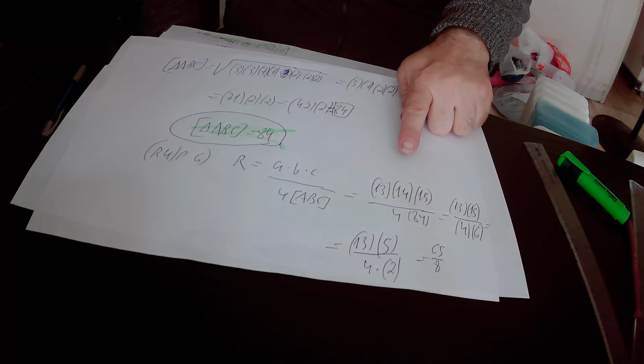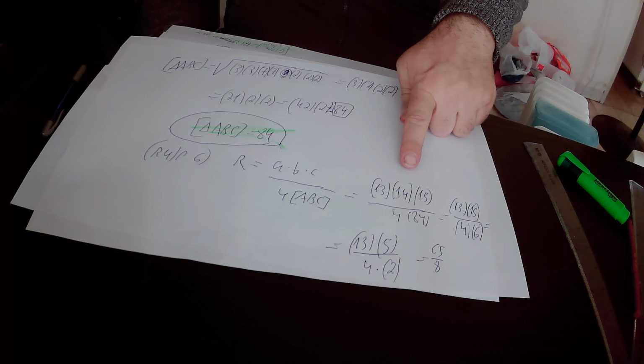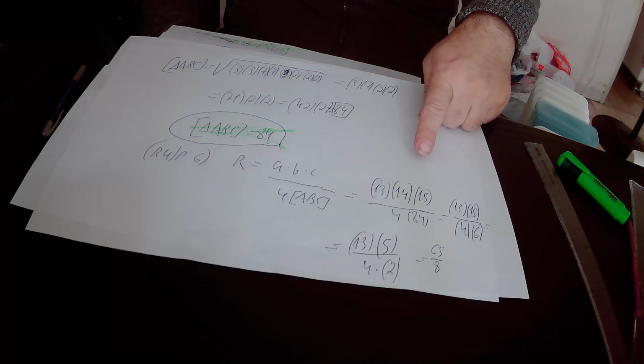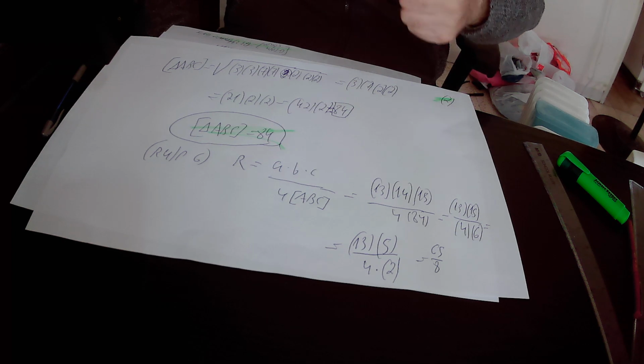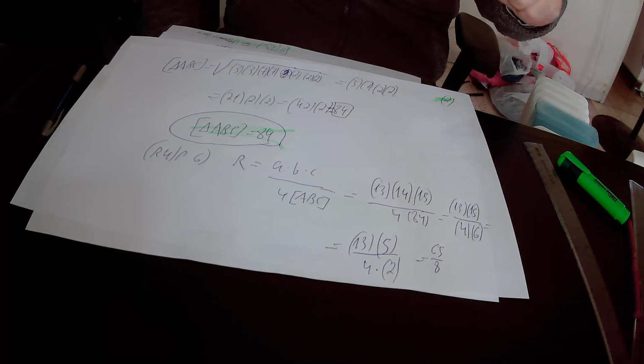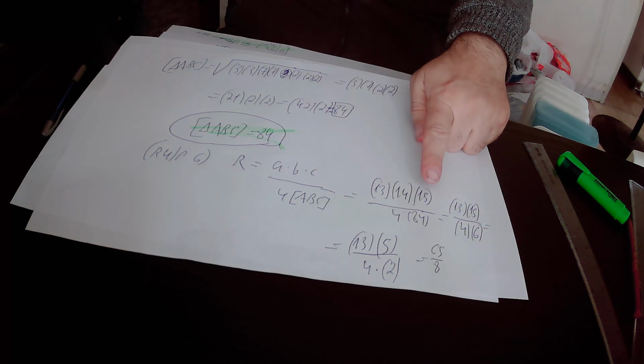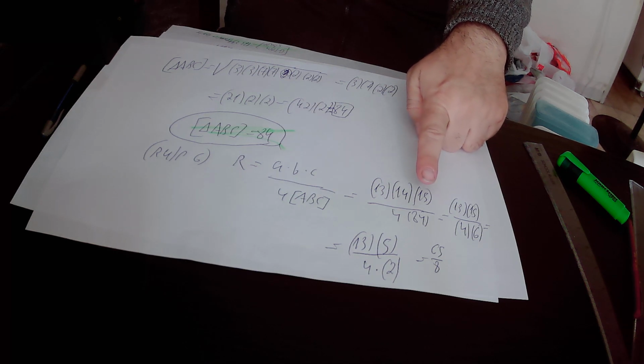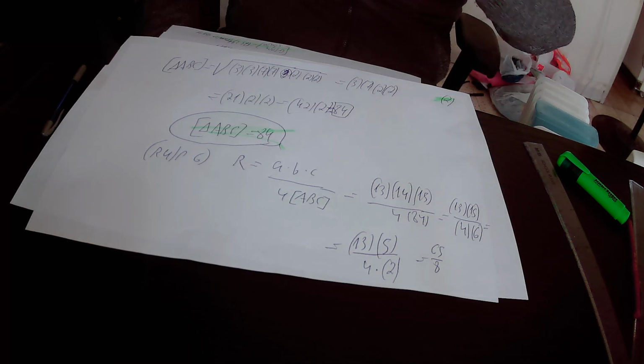Here we divided both the numerator and the denominator of this expression by 14. In the numerator we have 14, so 14 over 14 is 1. After we divided by 14, we were left only with 13 times 15 over 4 times 84. 84 over 14 is 6, so in total, in the denominator, we are left with 4 times 6.